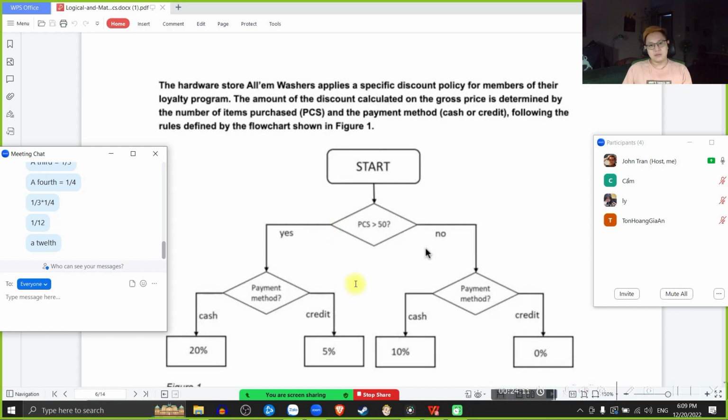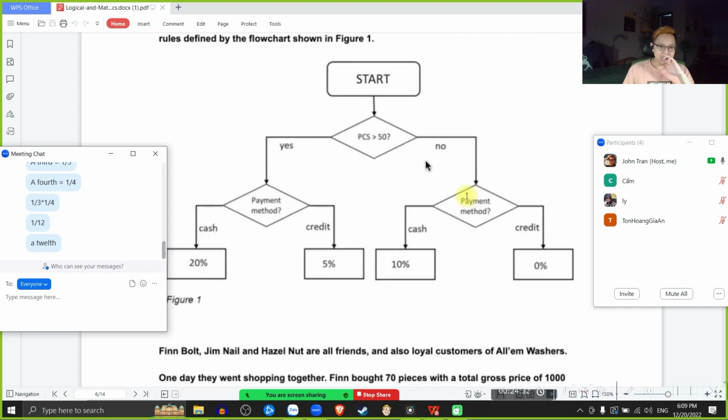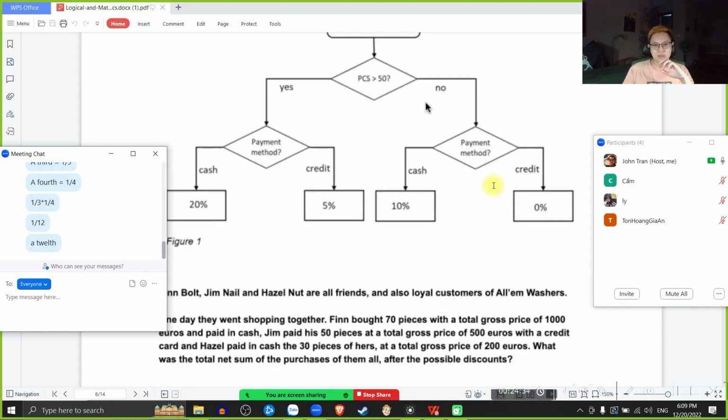Like if PCS is bigger than 50, yes, go to payment method. If it's cash, 20% discount, for example. If you buy more than 50 items and pay by cash, the discount is 20%. By credit card, 5%. Something like that. Okay. That is the necessary condition.